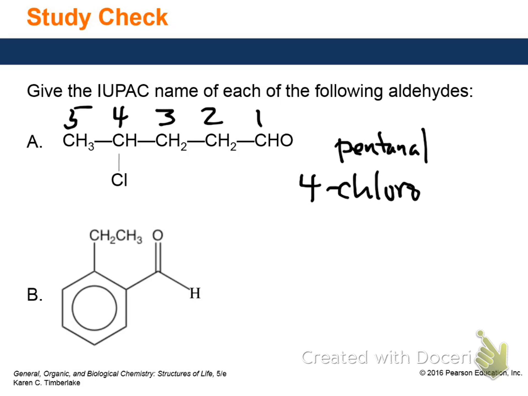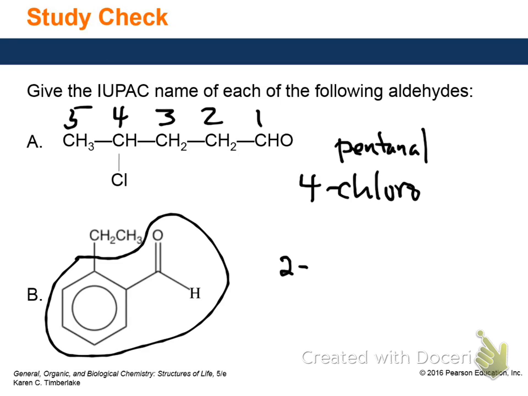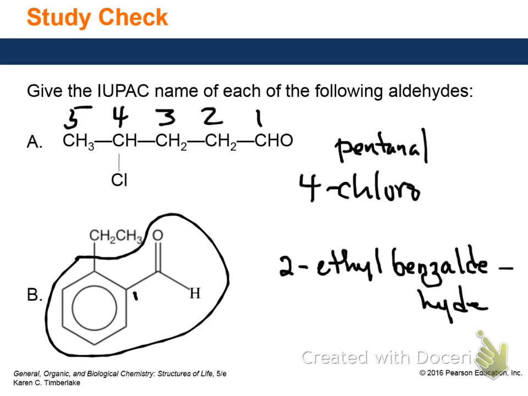Okay, what's B? What's the parent for that? It's close. It's benzaldehyde. Okay, so this is one of the ones you have to know that the parent is that. And then you have to know benzaldehyde. So it's actually 2. Oh, and this is the number 1 carbon. So this is 2-ethyl benzaldehyde. Oh, I don't need that hyphen in the middle. Okay. So make sure you know benzaldehyde as a structure.